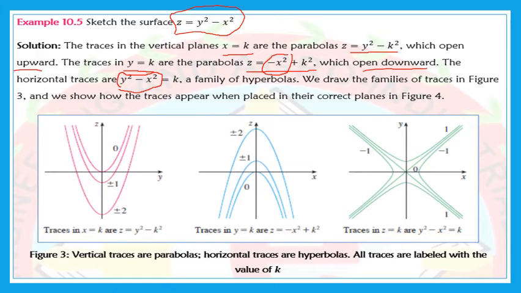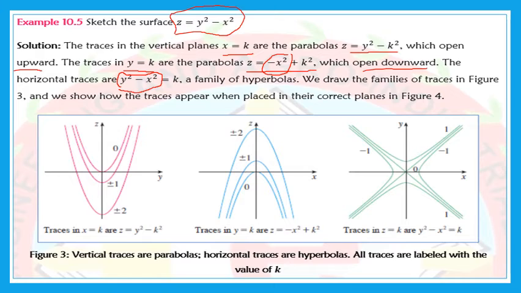So opens downward yung parabola natin. And then, traces in z equals k are y squared minus x squared equals k. So, family of hyperbolas. Okay, hyperbolas yan. So, ibig sabihin nun, class, before ninyo ma-sketch yung graph, kailangan nyo kunin yung traces ng bawat variables. Okay, so vertical traces are parabolas, horizontal traces are hyperbolas.